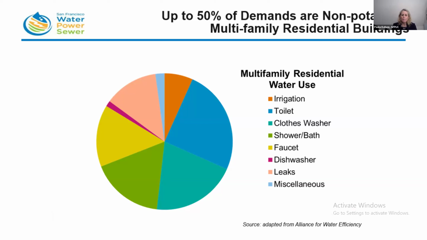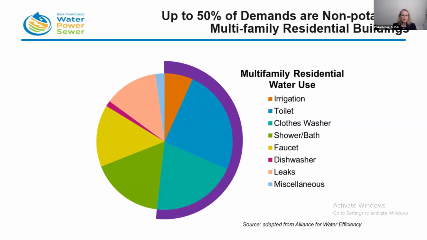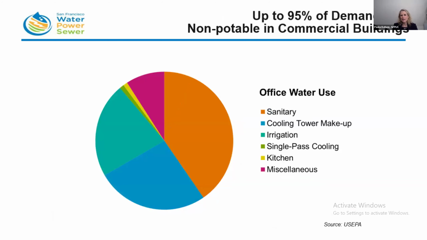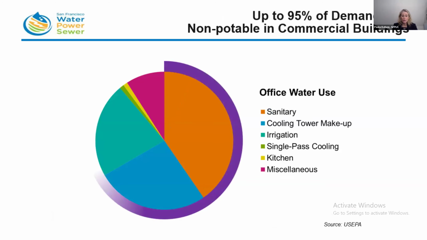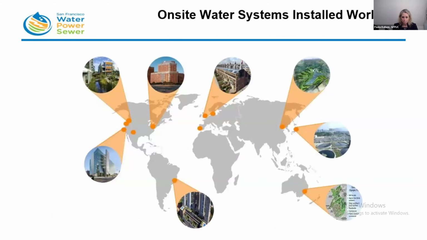Certainly when we look at multifamily residential buildings, almost half of the water that's needed in these types of buildings does not require potable drinking water. So we can use non-potable water supplies. And when we look at office buildings or commercial buildings, the potential to really save water can be much higher as well. Up to 95% of the potable water that's needed in these buildings does not require drinking water.